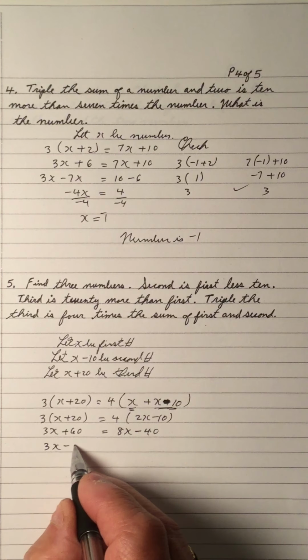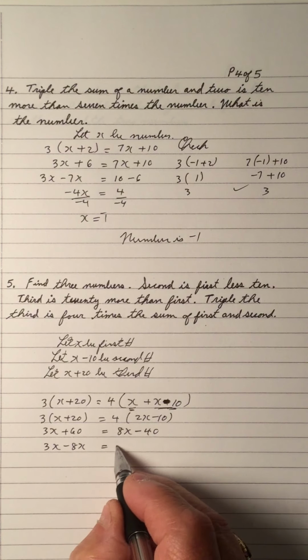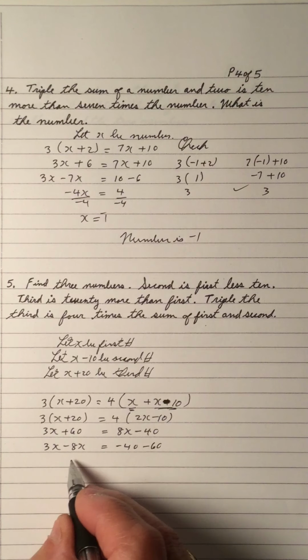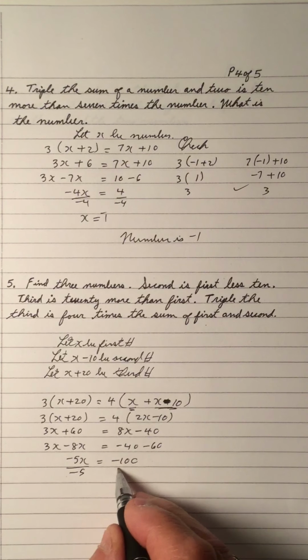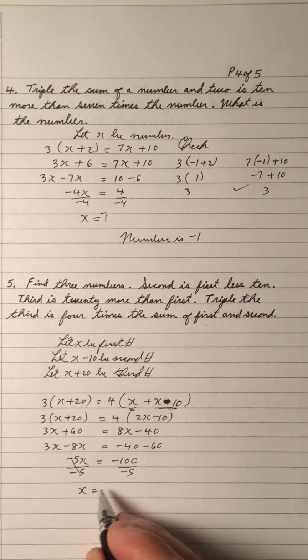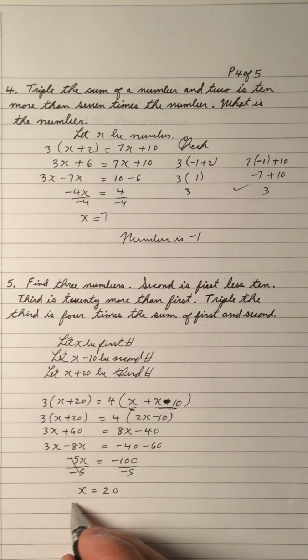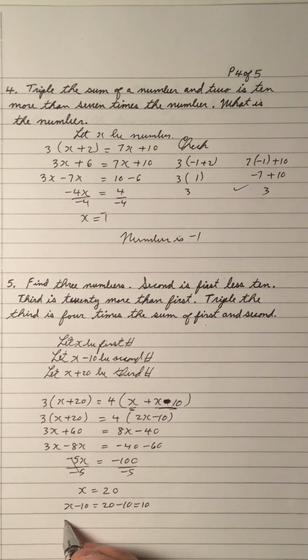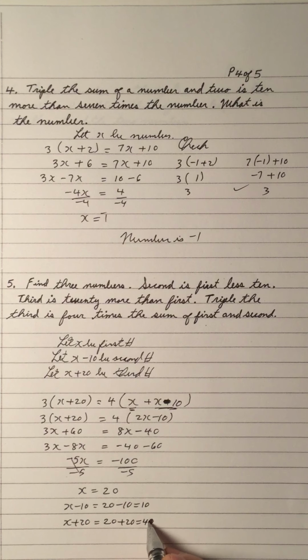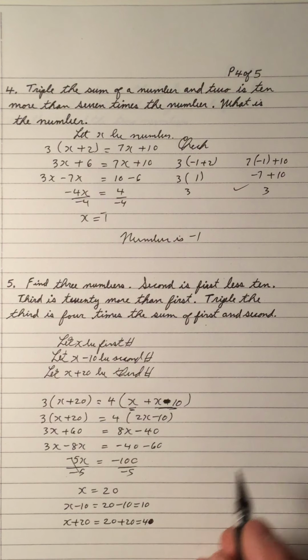X is moved to the left, change the sign. Numbers move to the right, change the sign. Negative 5x equals negative 100. Divide by negative 5. So x equals 20. And so the next one is x minus 10, 20 minus 10 is 10. The third one is x plus 20. So that's 20 plus 20 is 40. So I got a 20, a 10, and a 40.